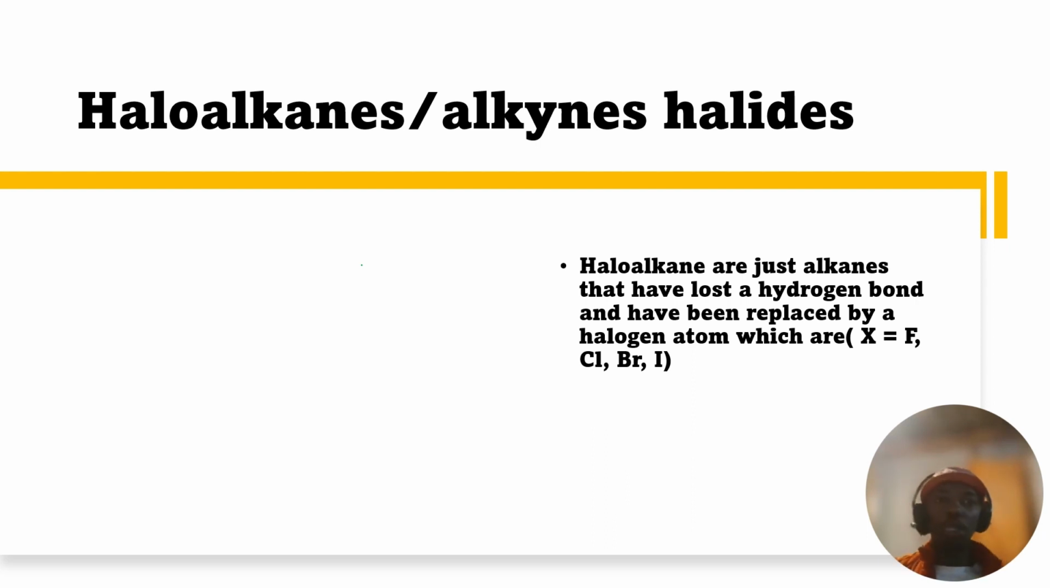So let's go to the content again. It says haloalkanes, or alkyl halides basically. So haloalkanes are just alkanes that have lost a hydrogen atom and it has been replaced by a halogen atom, which can be fluorine, chlorine, bromine, or iodine, basically, right? So haloalkanes are hydrocarbons that have a hydrogen atom that has been replaced by fluorine, chlorine, bromine, or iodine.